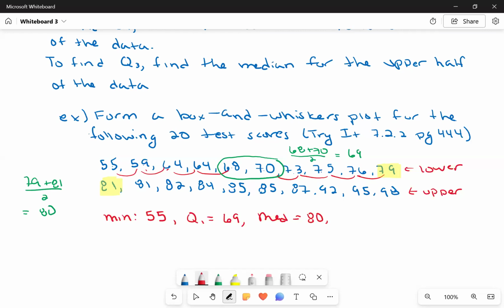Okay, so for Q3, we're going to go to the bottom two. I lined it up nicely, so boom, there it is. 85. So exciting. And then the maximum is going to be 98. All right, there we go. There's the 5-number summary. Whew, that was a lot of work. It's fine. It's good for me.